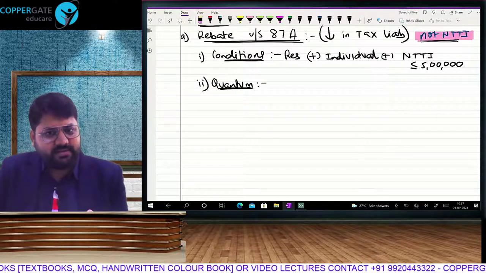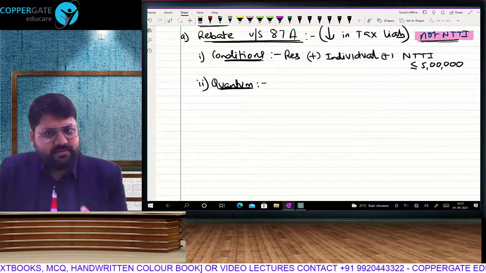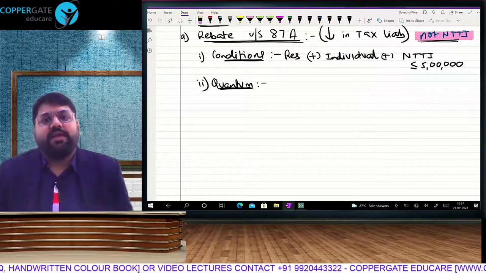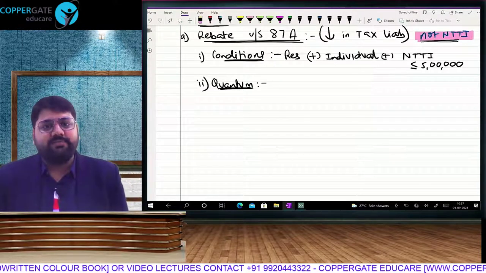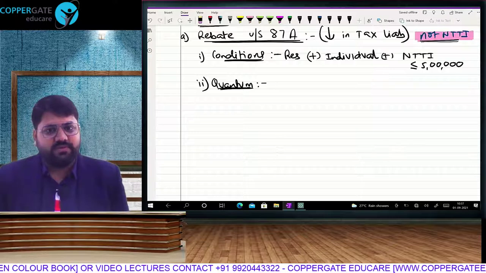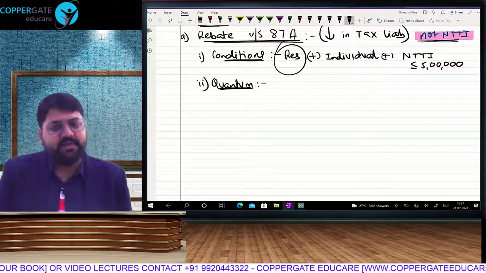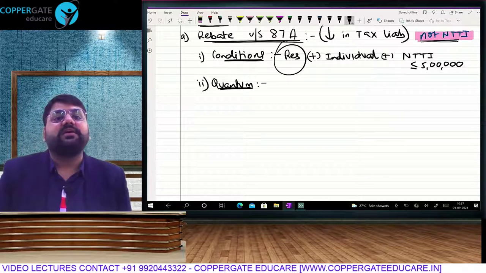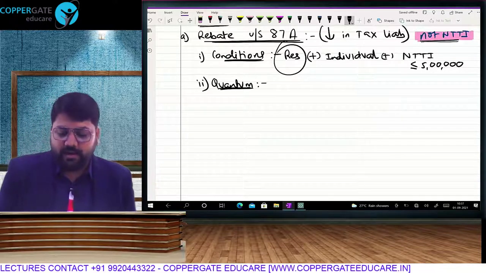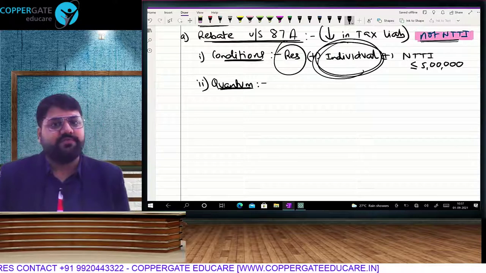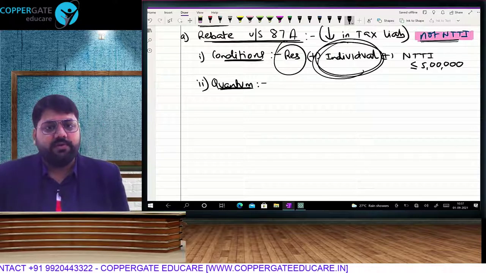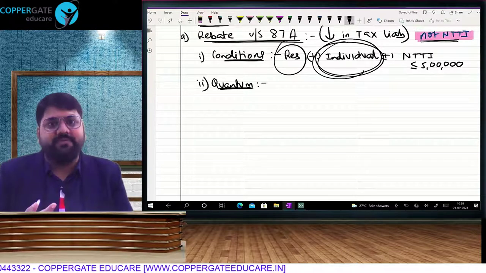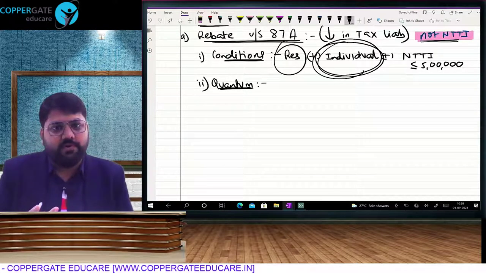So, I am resident. I am an individual. And my income is 4 lakh. Then I am going to be eligible for rebate. Have you understood this? Supposing I was non-resident, ineligible for rebate. Supposing this assessee with income of rupees 4 lakh is a company or a firm or HUF, ineligible for rebate. It has to be resident, individual and income up to 5 lakh. Up to means less than and equal to, both covered.